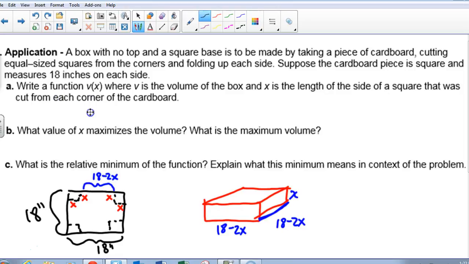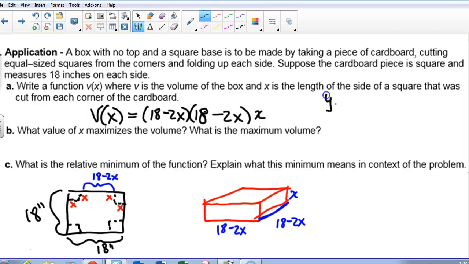All right, write a function V of x for the volume. So what's the length of our box? What's the width of our box? And the depth of our box? Okay. If we wanted, when we go to type that in, we might want to type it in as x times 18 minus 2x squared, right? Just to save ourselves some typing.